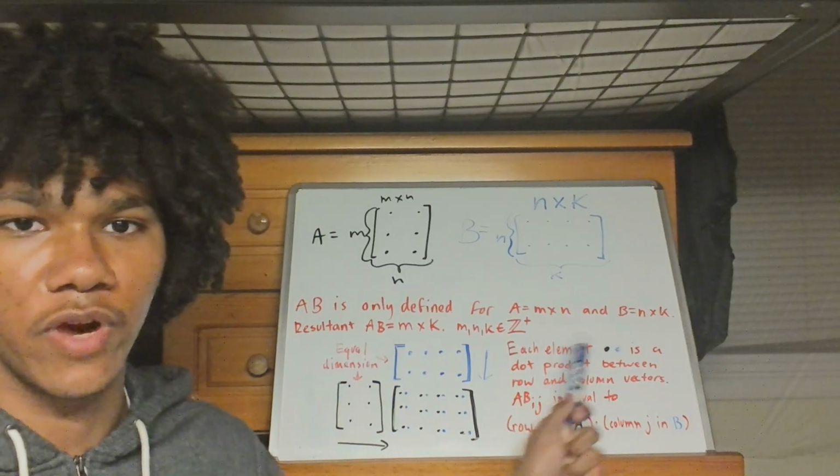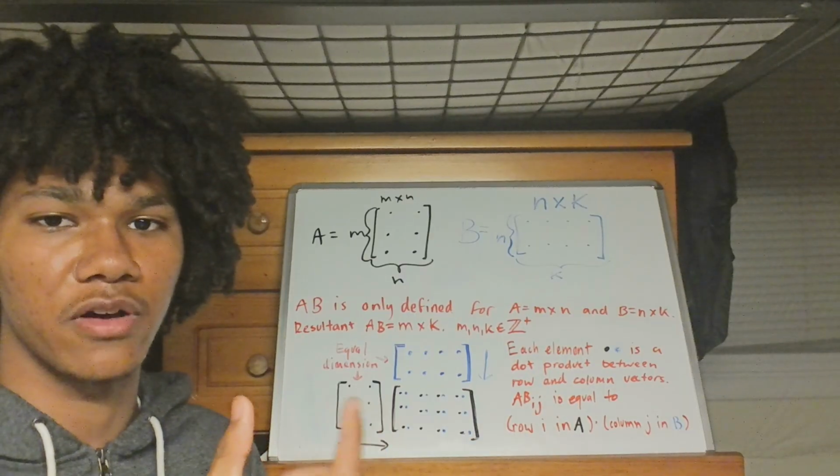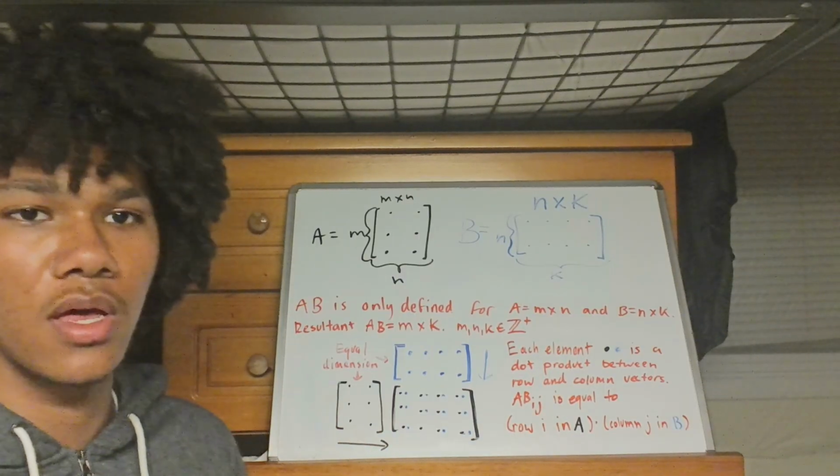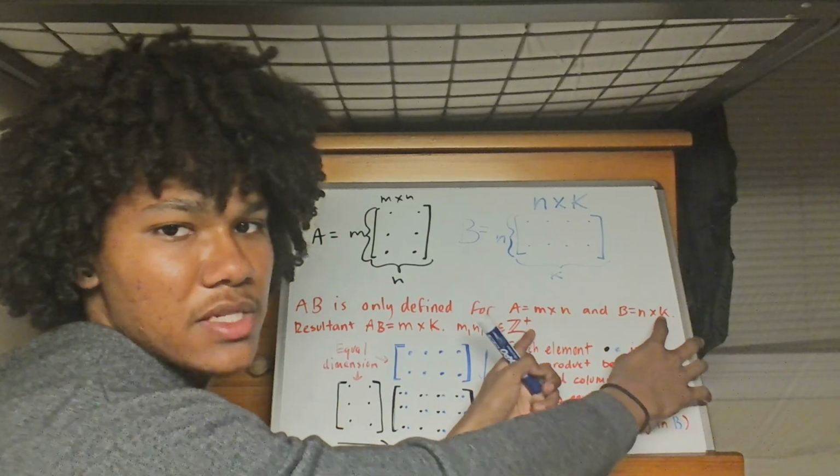It's more clearly shown right here where you have m by n, n by k. So the first thing you need to figure out is if the two inside numbers are equal, and what it will result in is a matrix determined by the two outside numbers.